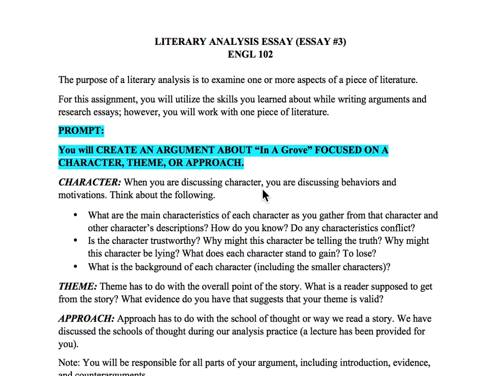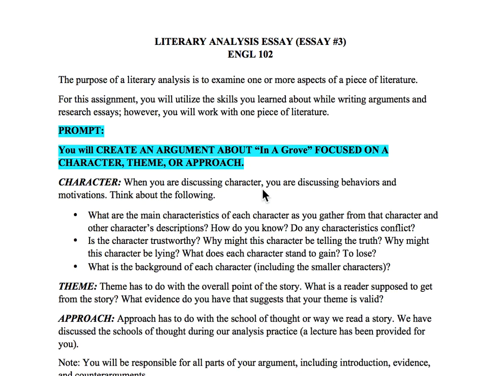Hi everyone. So this is to walk you guys through your last essay. This essay is a little bit different than what you've done in the first two. You're creating a literary analysis over a short story for this essay. You guys have read In a Grove, and you guys are basically going to create an argument in a particular lens around In a Grove.